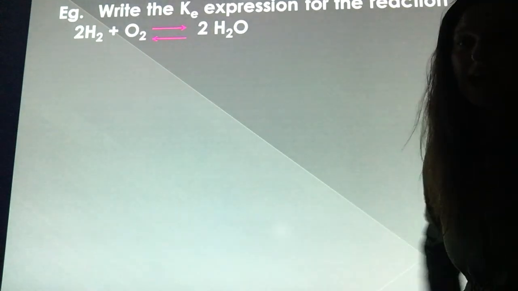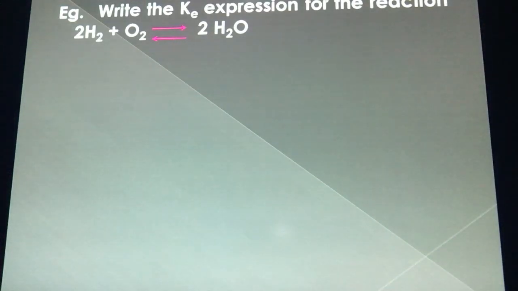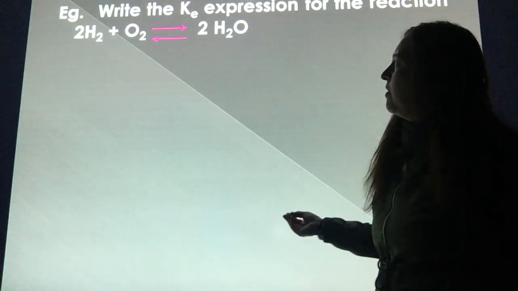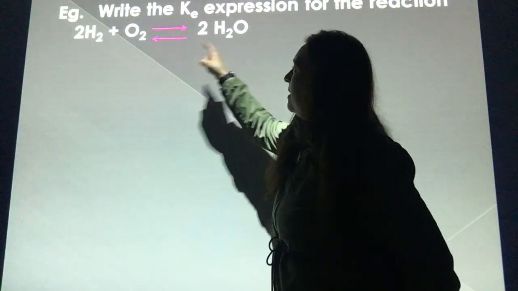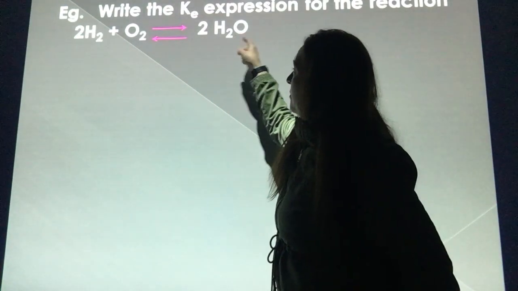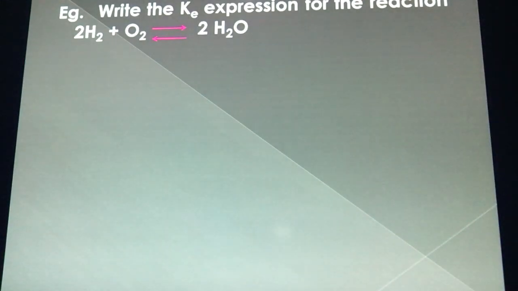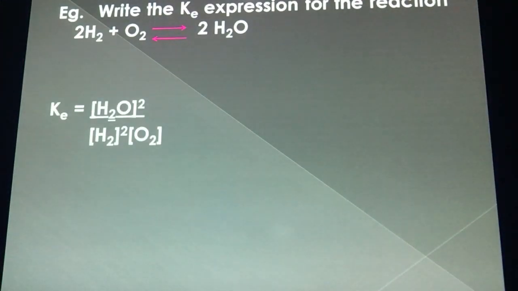So here's a real reaction now: 2H2 plus O2 produces 2H2O. So hydrogen and oxygen combine to give water. Well, that's a reversible reaction. You can combine them to give water, but then you can decompose the water to get back the hydrogen and oxygen. So it's a reversible reaction, and that's why we have the double arrow.